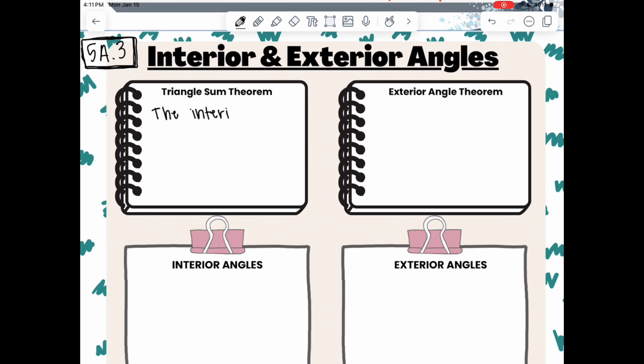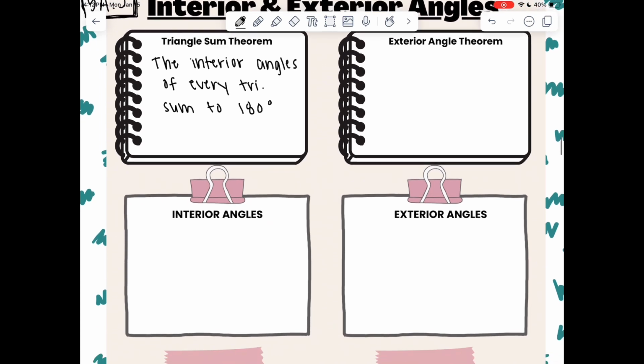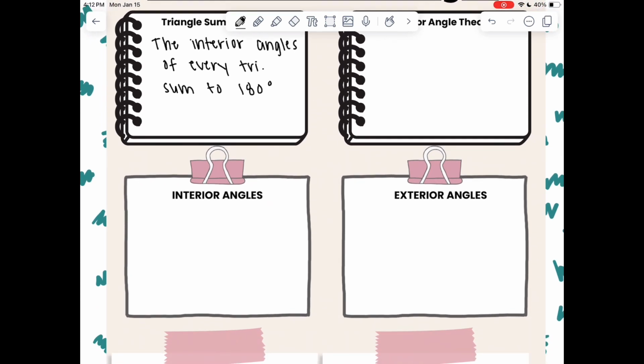The triangle sum theorem is about the interior angles in a triangle, and it says that every single triangle, every single time, all three interior angles will always sum to 180 degrees. We've talked about this in class before, but we want to put a name to it. This isn't the definition of a triangle. If somebody said to you, what's the definition of a triangle? You would not say 180 degrees. You would say it's a shape that has three sides.